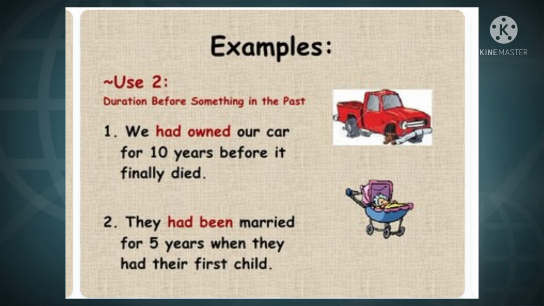We had owned our car for 10 years before it finally died. So the first action is owning the car and the second action is that it died. And here there is another one. They had been married for 5 years when they had their first child. The second action is they had the child, and they had been married, that is used in perfect tense. So the first action is taken by the perfect tense and the second is taken by the simple past.